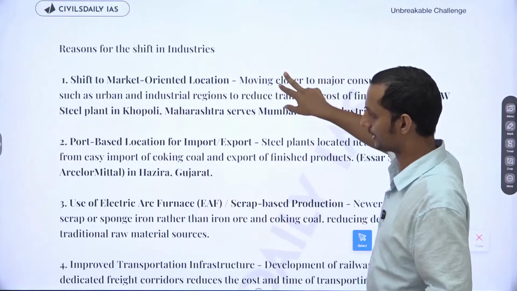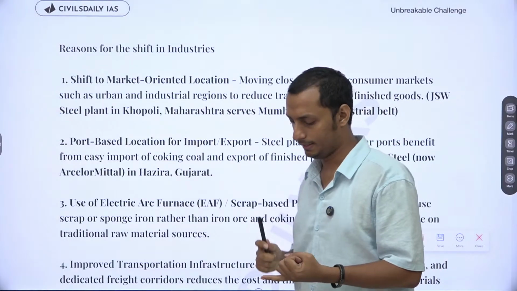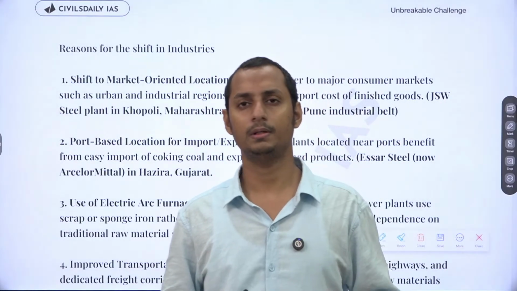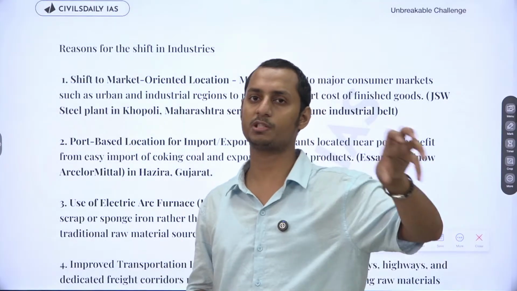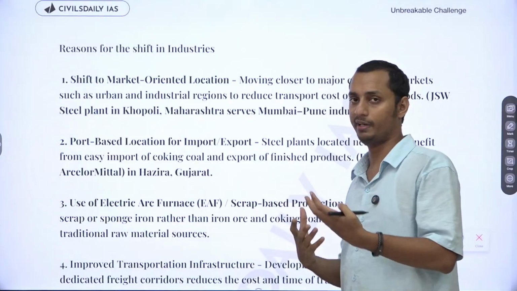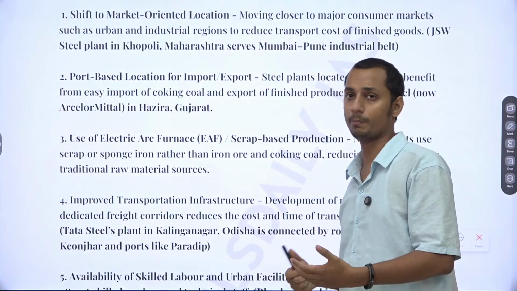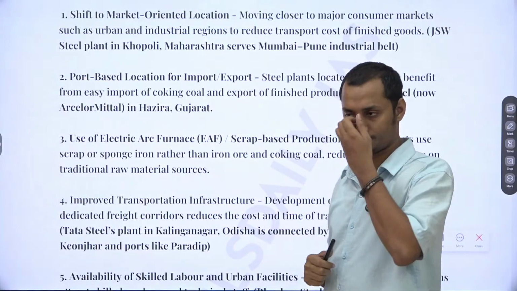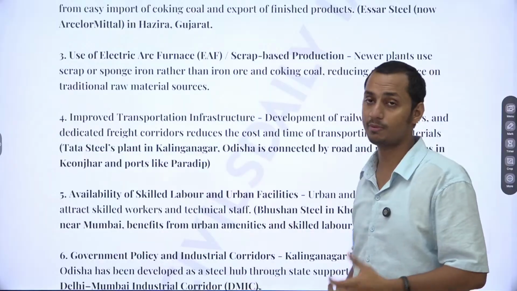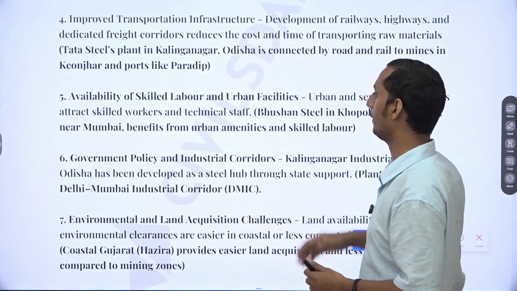Then after that, the reasons. You can mention the shift to market oriented locations, because in Bihar, Jharkhand, West Bengal, Odisha, we don't have many industries, right? Now it has been shifted to Gujarat, Maharashtra because of the availability of so many different industries, steel plants. Port-based locations for import and export, you can mention Marmagao port, JNPT port, Mangalore port, all these ports. You can mention the improved transportation infrastructure in India. You can mention the availability of skilled labor and urban facilities.